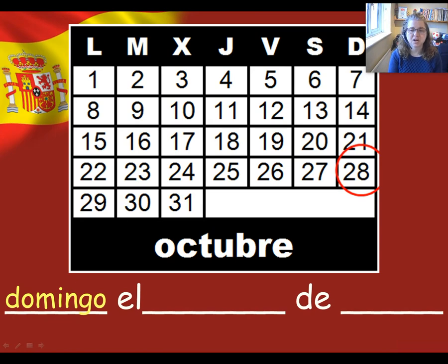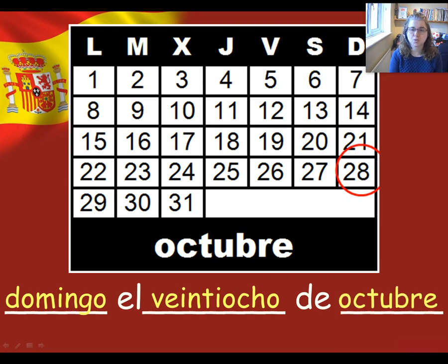Then what comes after the el? Yep, 28, because it's the 28th. And what is it the 28th of? What goes in the last space? Octubre. Domingo el 28 de octubre. Sunday the 28th of October.